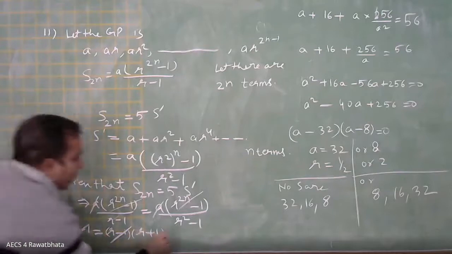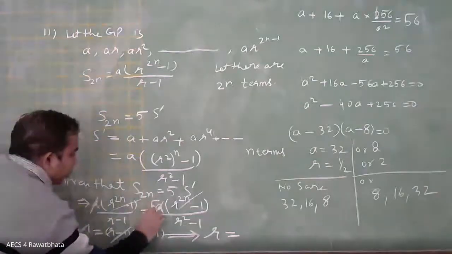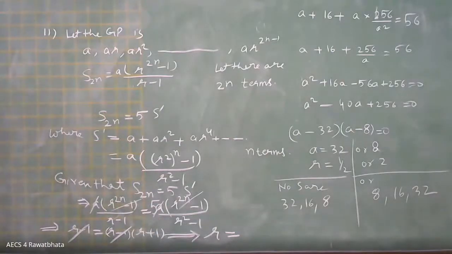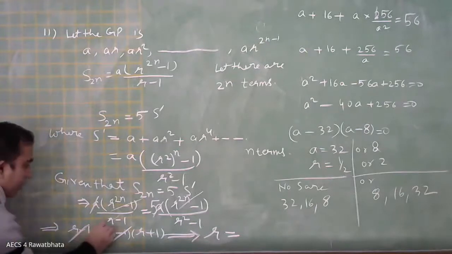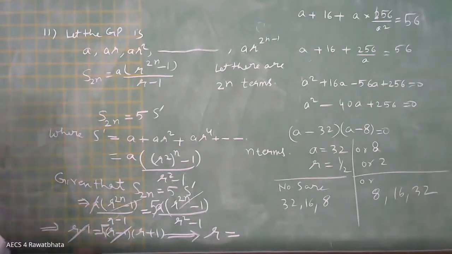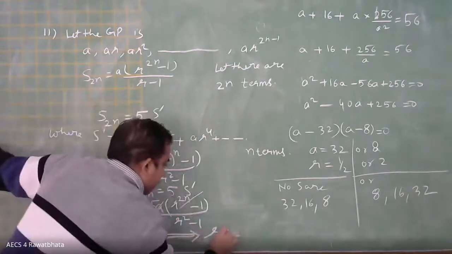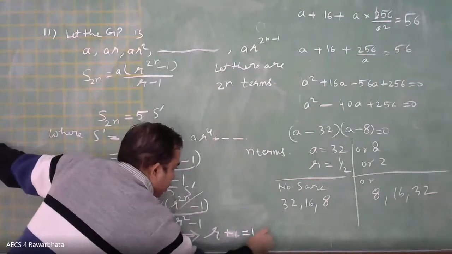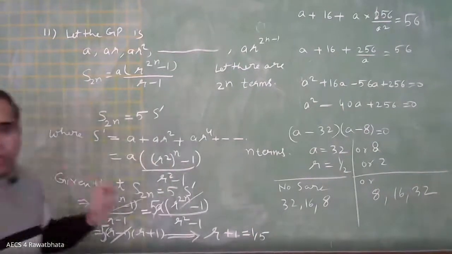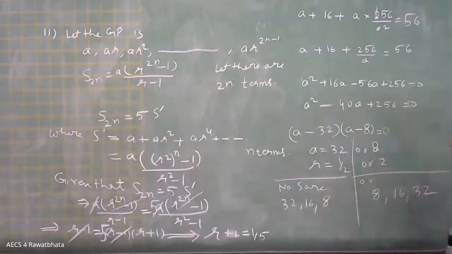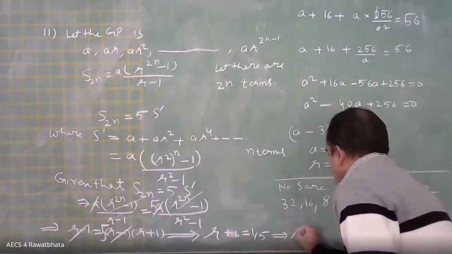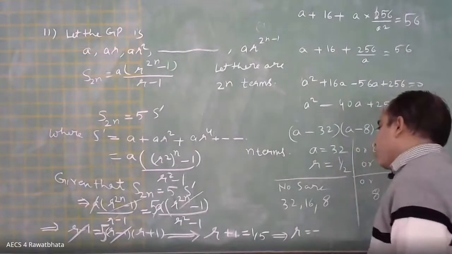So what is the value of R, students? Sir, 5 will also multiply there. I am sorry and I appreciate your vigilant eye. 5 also should come. 5 will come here. Correct. And R plus 1 equals to 1 upon 5. Which means that R is equal to how much? Minus 4 by 5.